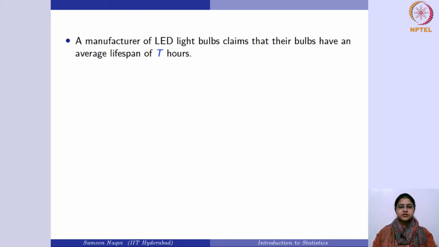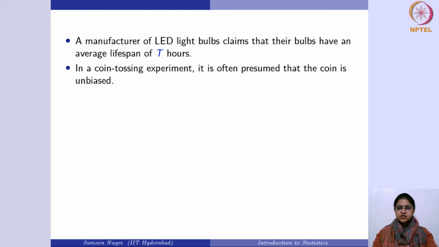Now, how do you check the claims? Suppose a manufacturer of LED light bulbs claims that their bulbs have an average lifespan of T hours, right? Somebody is making a claim about their LED light bulbs. Likewise, whenever you are conducting this coin tossing experiment, we often assume that the coin is unbiased or it is a fair coin. So how do you check whether the statements or these assertions are correct or not?